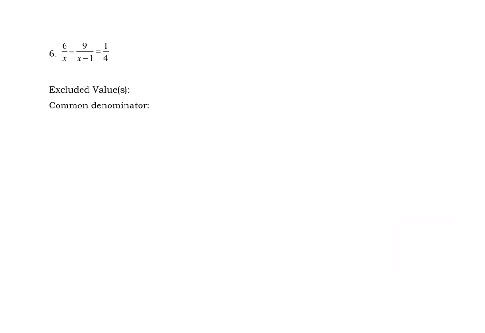Okay, I have three different denominators. X equals 0, so x cannot equal 0. X minus 1 equals 0, so x cannot equal 1. The 4 is something to solve, so that doesn't give me an excluded value. So I have a 4 and an x minus 1. So I'm going to multiply everything by 4x and x minus 1.